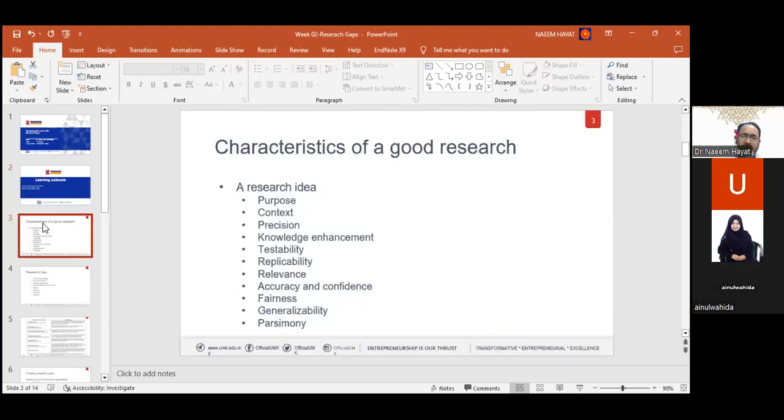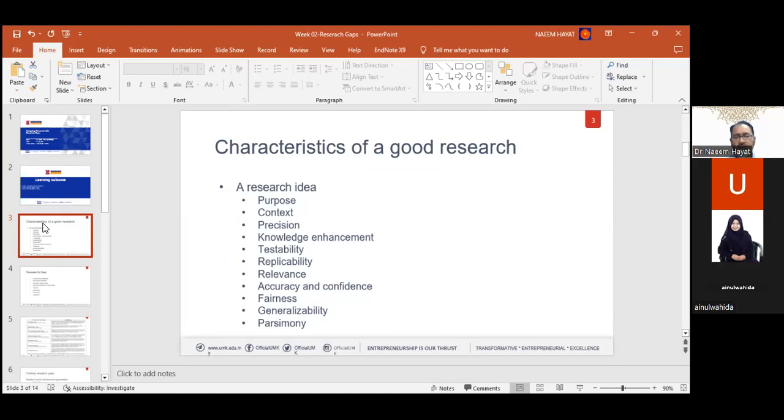So, characteristics of good research that we need to keep in mind when we are designing a research. Because the research design is the first and foremost stage which helps us to design a good, valid, and verifiable research that helps us to make a mark in academia or in the scholarly world.